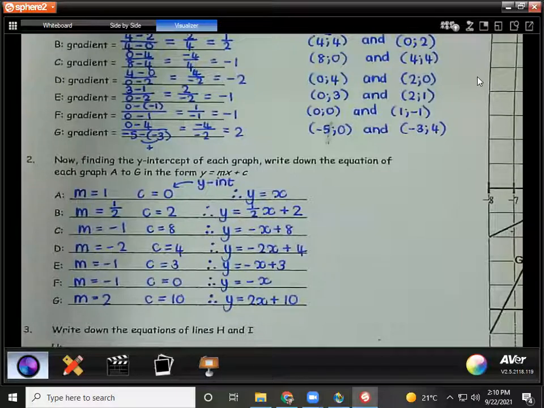Right, we have the two different little graphs at the top, and you're going to pull in. So you're going to do the same thing, guys. You're going to take the gradient. You're going to write down C, and then you're going to write your equation.